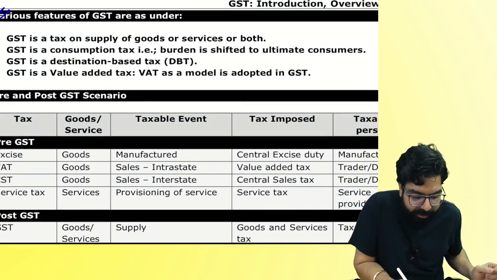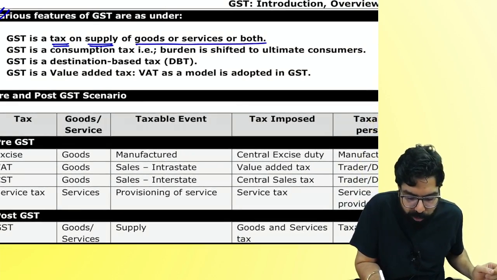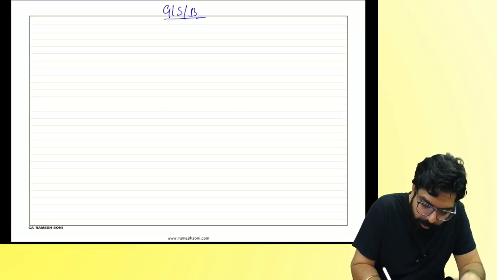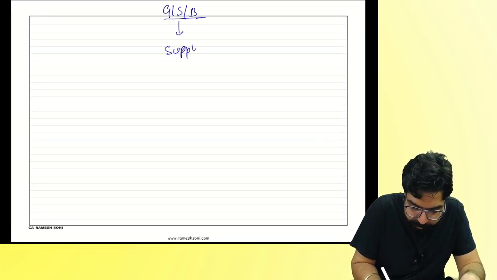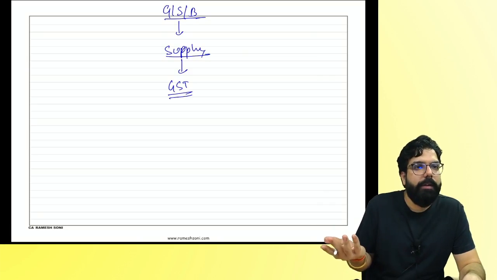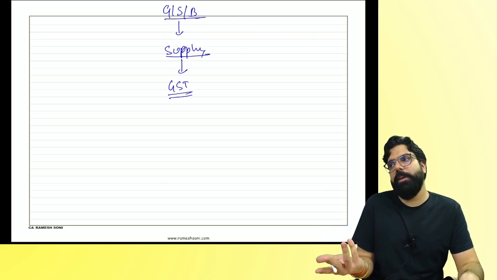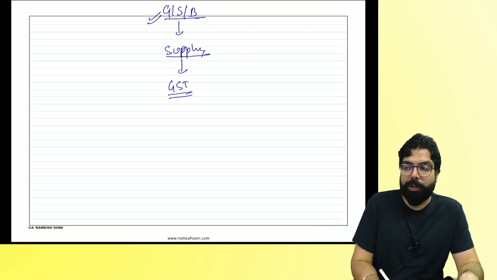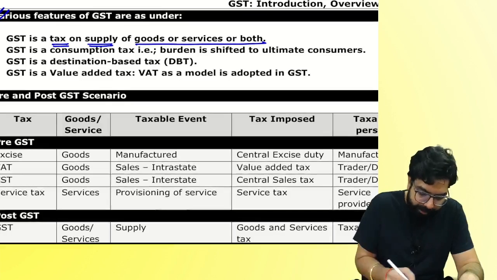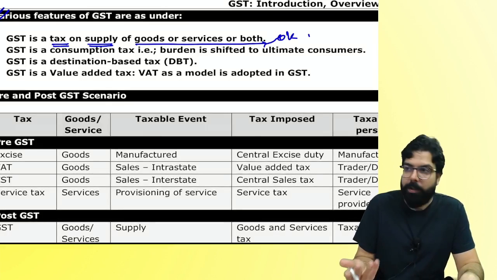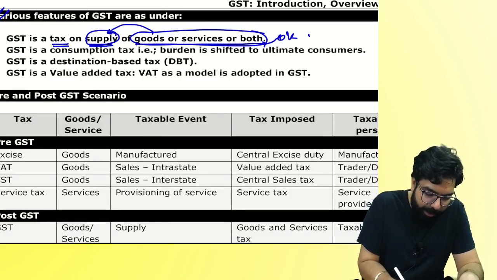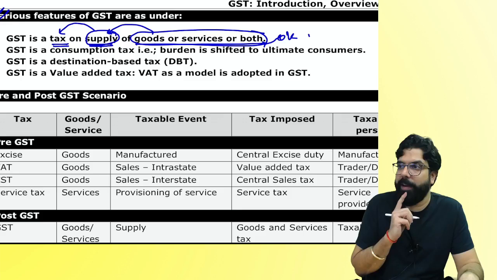Now, what are the various features of GST which are there? GST is a tax on supplying of goods, services, or both. People tell me one thing. I told you, goods, services, or both. Whenever it is being supplied, what will be charged? GST. GST is a tax on goods, services, or both. Whenever it is being supplied, what will be charged, everyone? GST. Okay. Whenever goods, services, or both is supplied, what will happen? Tax will be charged. Can we go ahead, everyone?